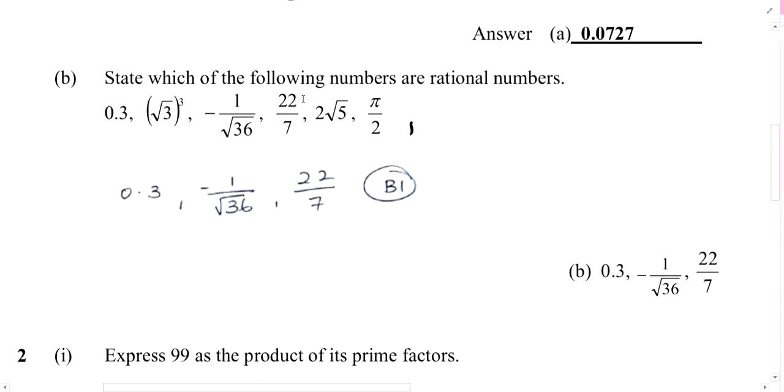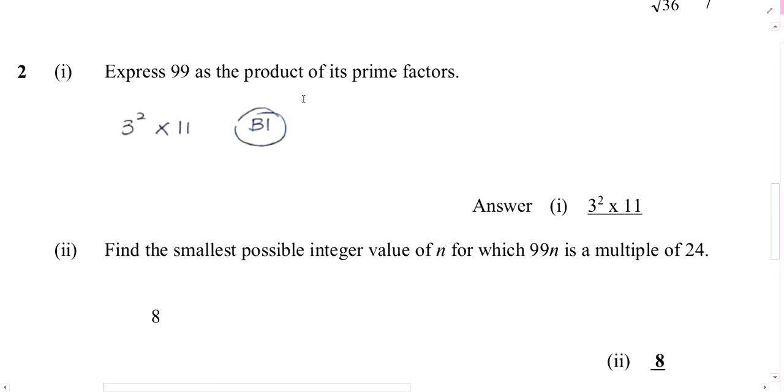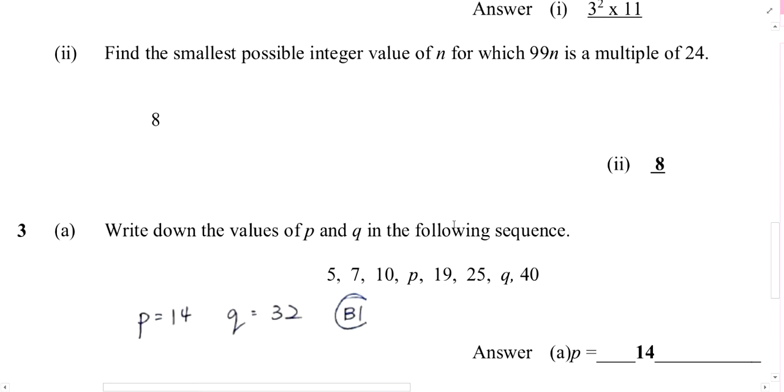Okay, question 2. 99 as prime factors, 3 squared times 11. Who got this correct? Raise your hand. Must be almost everybody. The only people who can get it wrong are those who make a careless mistake, because no reason to get it wrong. Okay, next one, part 2, 8. If you need me to go through, please raise your hand. Anybody? Okay.